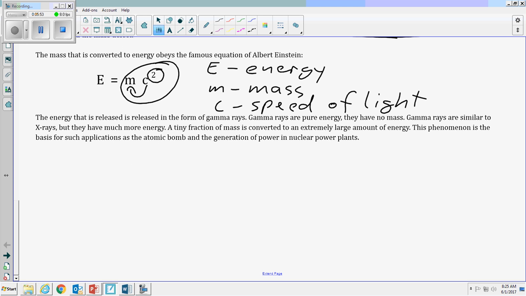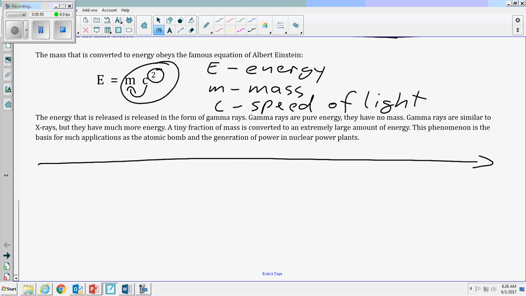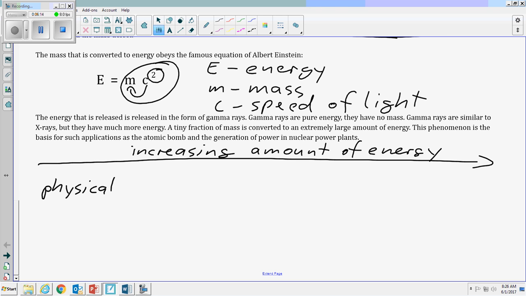Now that in turn means that if we look at different types of processes and rate them according to increasing amount of energy, we find that physical processes tend to use or release the least amount of energy. Chemical are somewhere in the middle, and nuclear processes release the most energy.